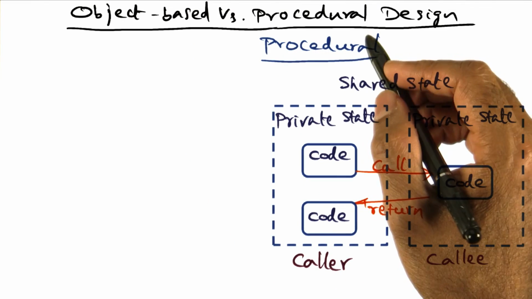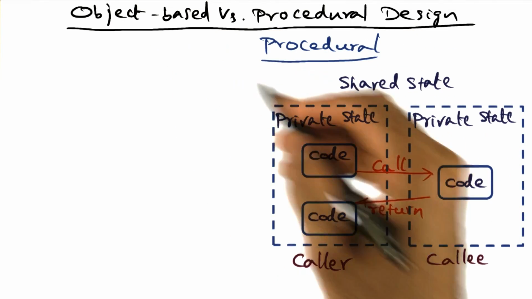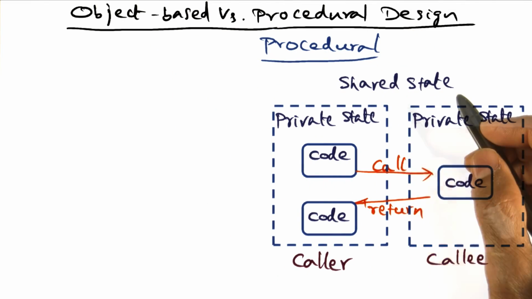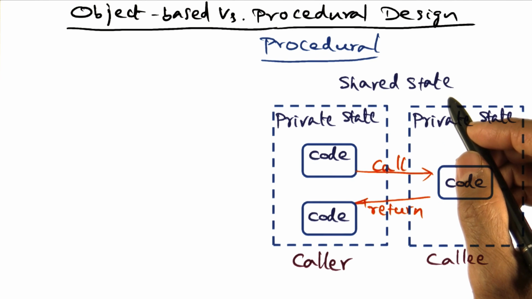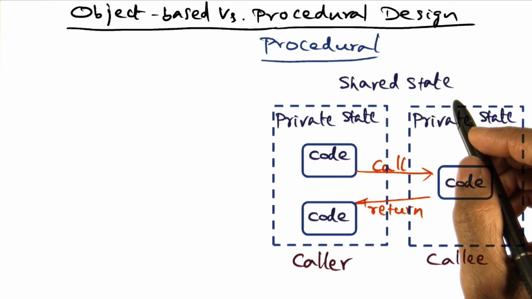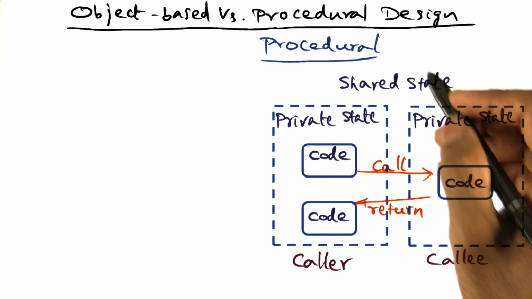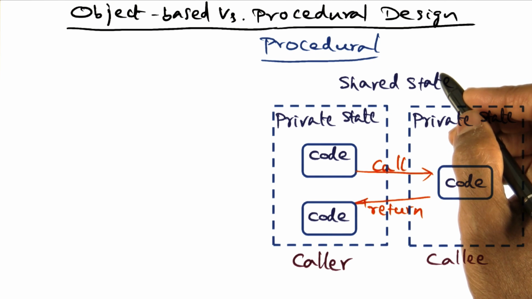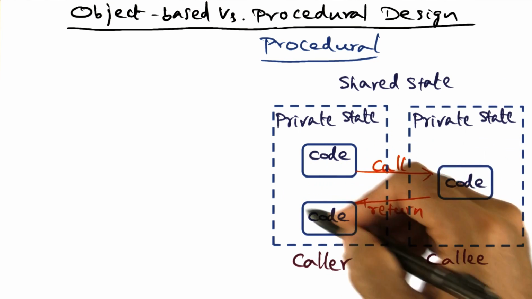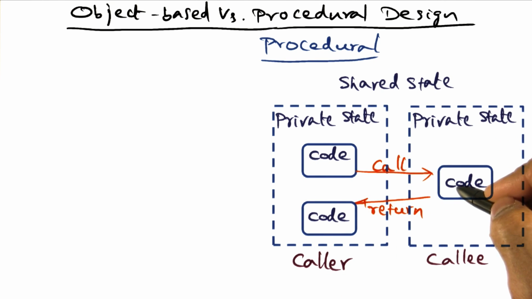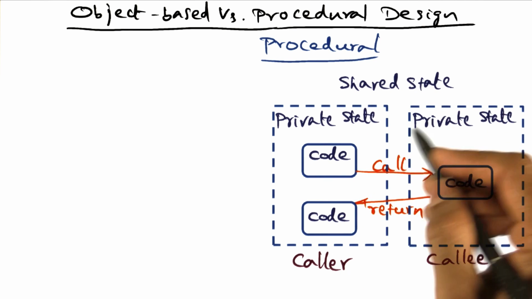That brings us to a discussion of procedural design versus an object-based design. You're all familiar, I'm sure, with procedural design, where you're writing your code as one monolithic entity. In a procedural world, you have shared state in terms of global variables, and you may have private state in the caller and the callee, and state is now distributed all over the place.